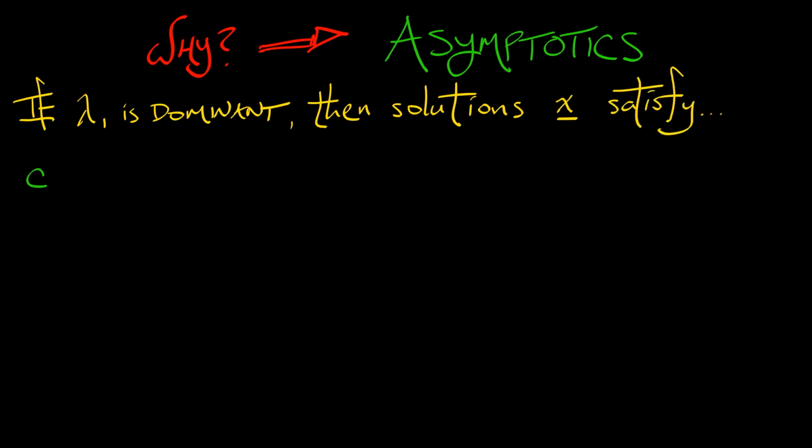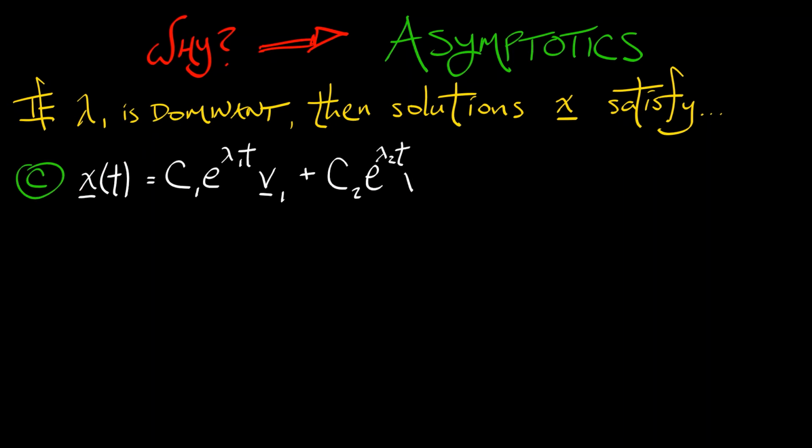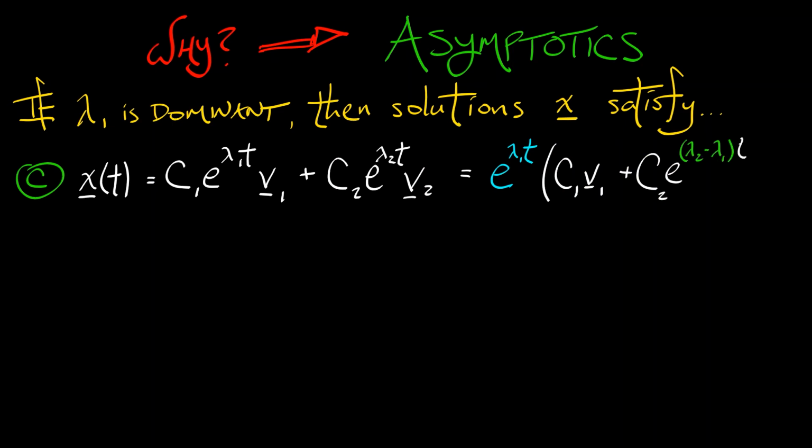In continuous time, the general solution, x of t, is c1 e to the lambda 1 t times v1 plus c2 e to the lambda 2 t times v2, right? Okay, now watch this. Factor out an e to the lambda 1 t, and what's left over? In the first term, you have some constant, c1, times your eigenvector, v1. In the second term, you have c2, and then what? You have e to the (lambda 2 minus lambda 1) times t, times v2.